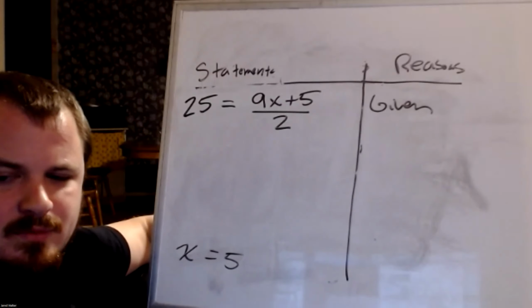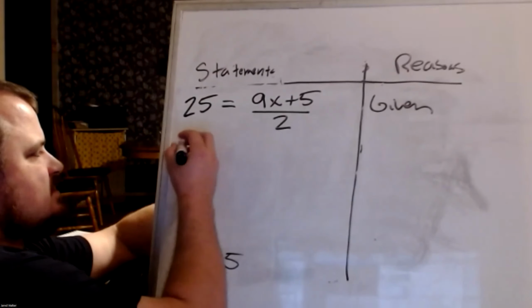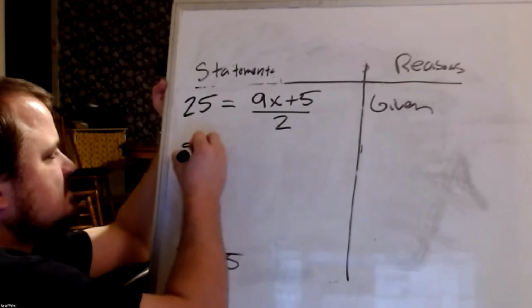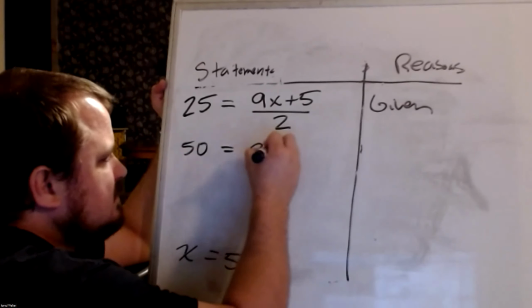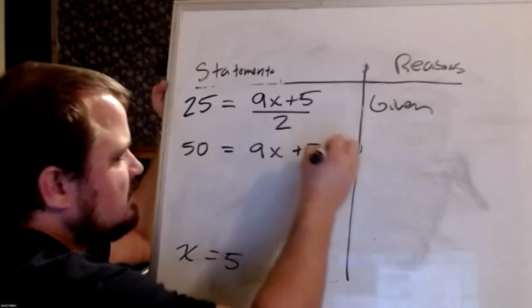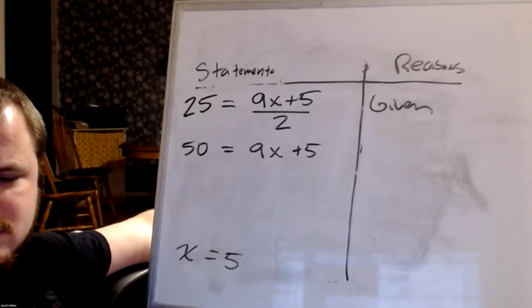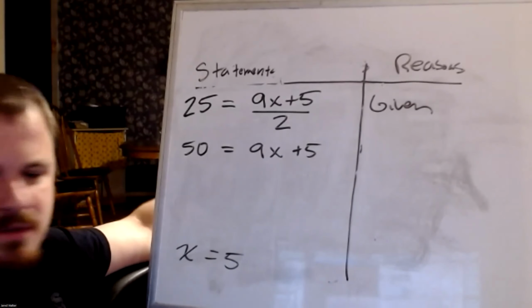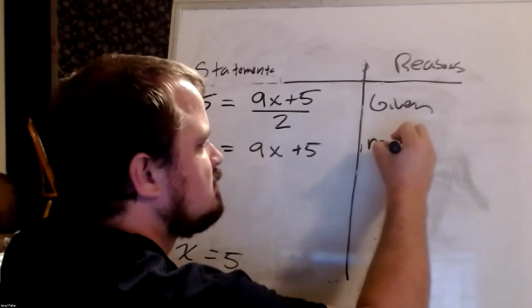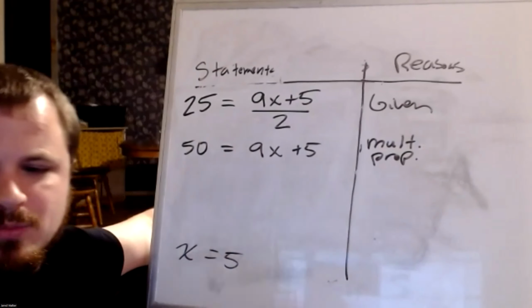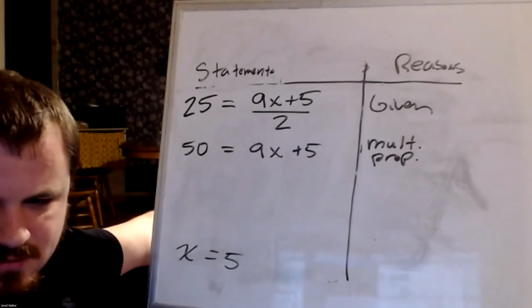Well, the first step would be to do this. Let me write what it looks like, and hopefully you can see what it is. Okay, that's the first step. What did I do to both sides? I multiplied both sides by 2. So I used the multiplication property on both sides.